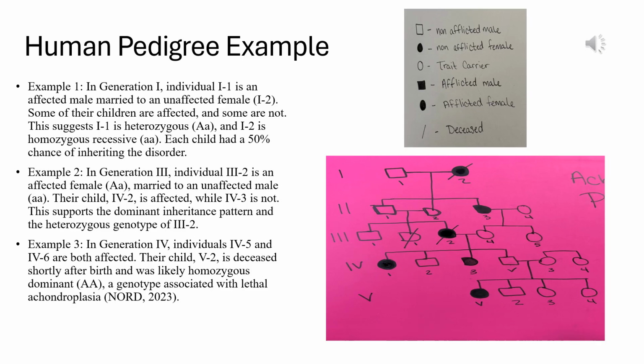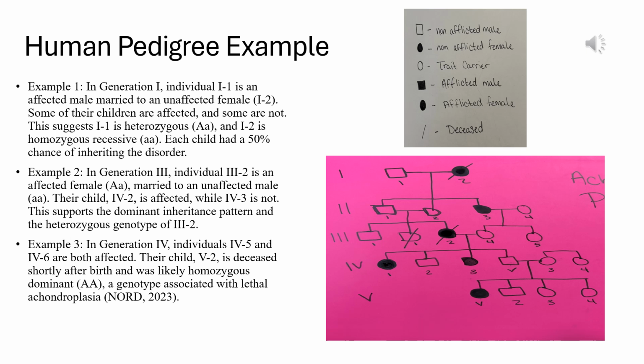Here is the human pedigree example that I have personally composed for this presentation. As you can see, the following affected individuals are presented in generations 1, 3, as well as 5. In generation 1, affected male 1 marries unaffected female 2.